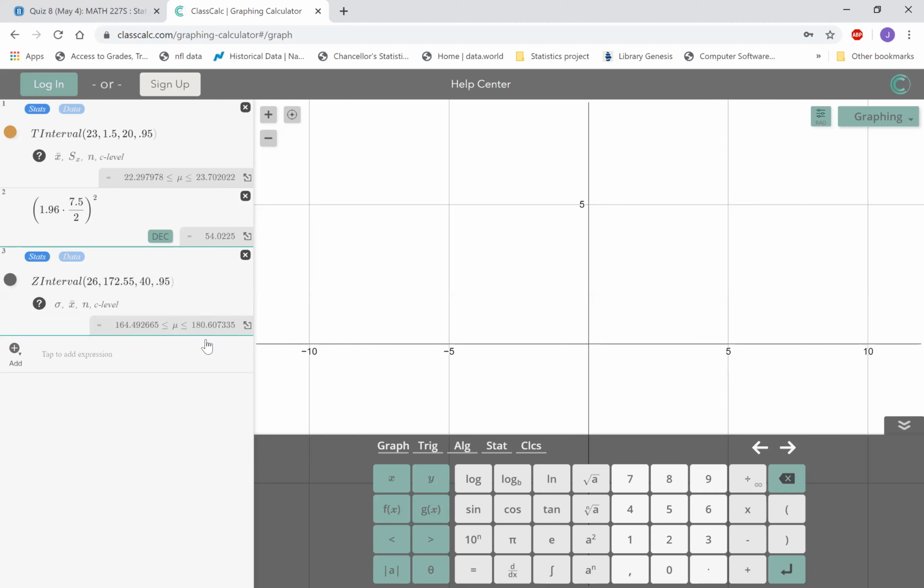And if you look at it, you get 164.492665 and 180.607335. So we're pretty close to this answer. The only reason we're not spot on, like I said, is because we rounded off some of the numbers. But that's it for that last problem. Any question for that last problem?